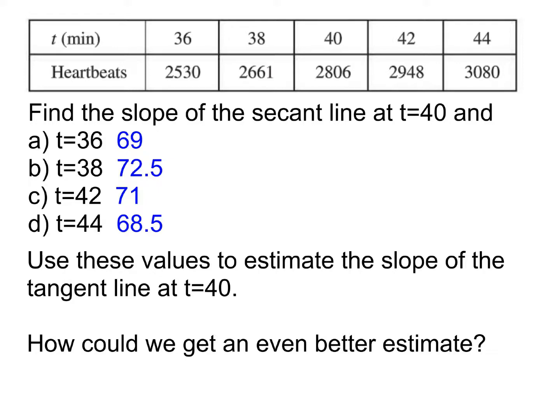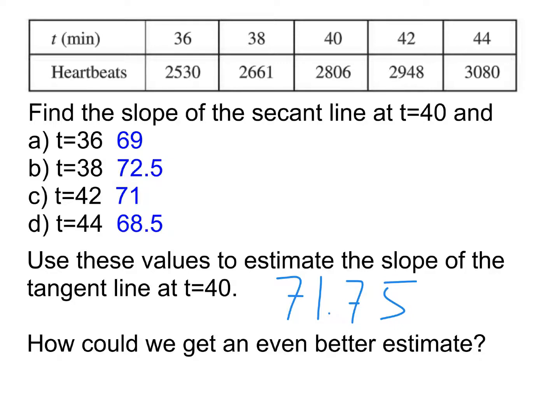Which two? A, B, C, or D? Yes, B and C would be the most useful because they are the two that are closest to 40. And if I want to estimate the tangent, what will I do? In order to come up with our tangent estimate, I would take the average of those two numbers, 72.5 and 71, add them together, and divide by 2. Looks like we're going to get an answer of about 71.75, somewhere in there. Now, is that definitely the exact slope of the tangent line?